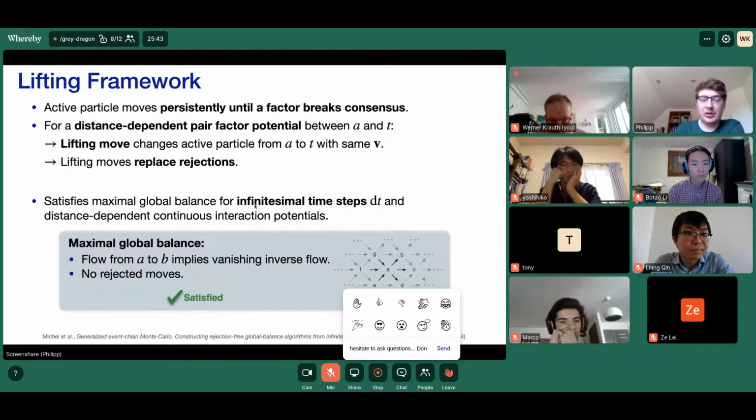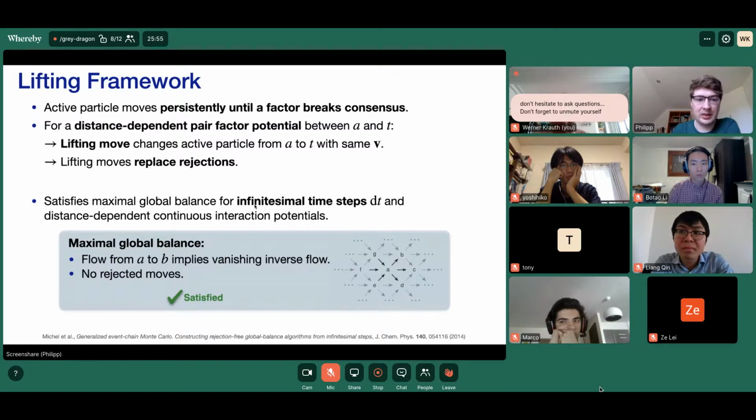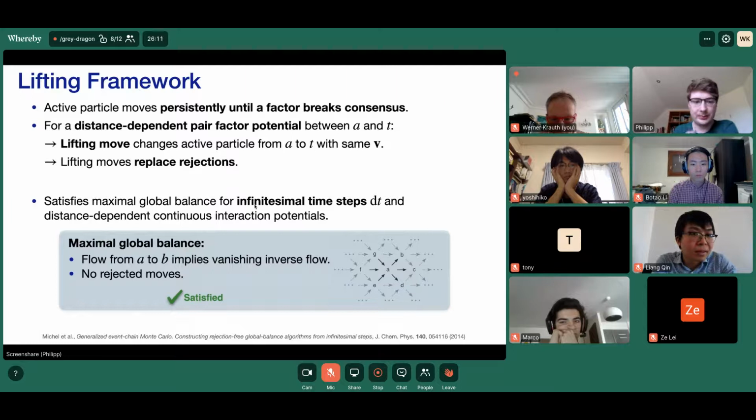And just to say, maximal global balance is essential for a Markov chain because this basically says that in the long time limit, we sample the chosen equilibrium distribution. What do I mean with maximal global balance? It means that if we have a flow from some configuration A to some other configuration B, the inverse flow always vanishes. And the other characteristic is that there are no rejected moves. However, you see a problem here. I said that we only satisfy this maximal global balance for infinitesimal time steps dt.